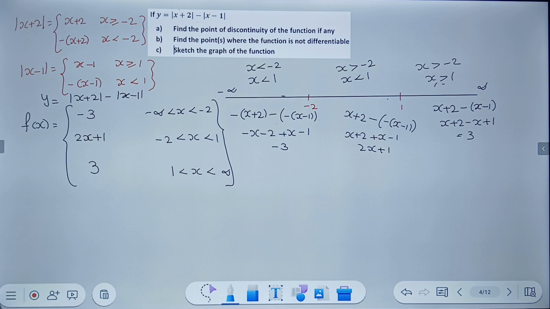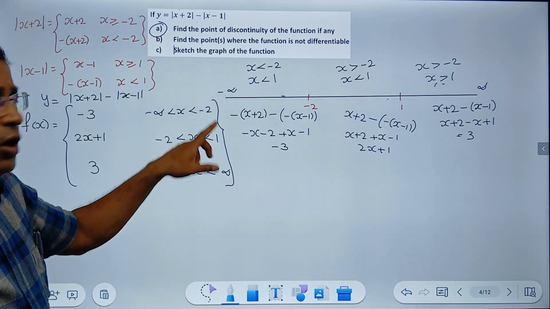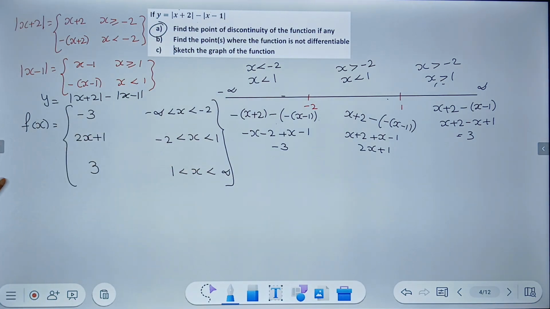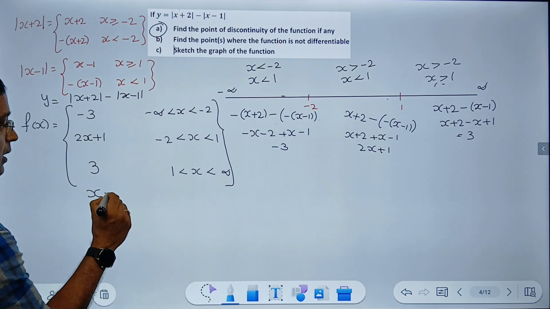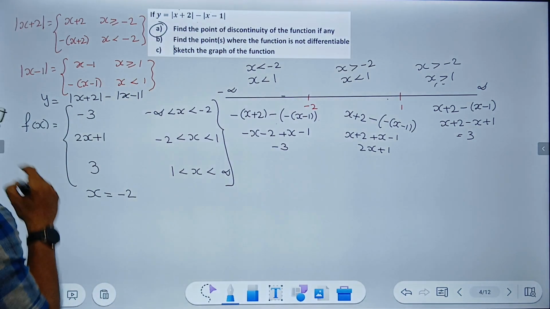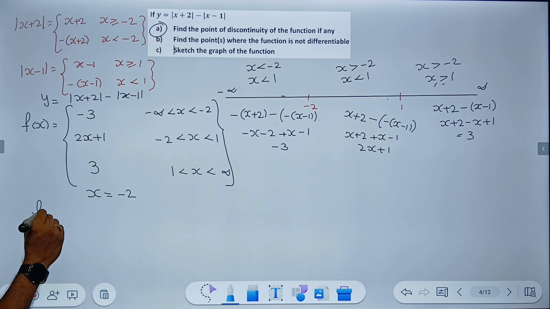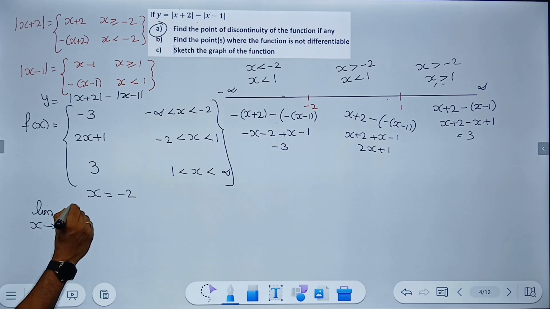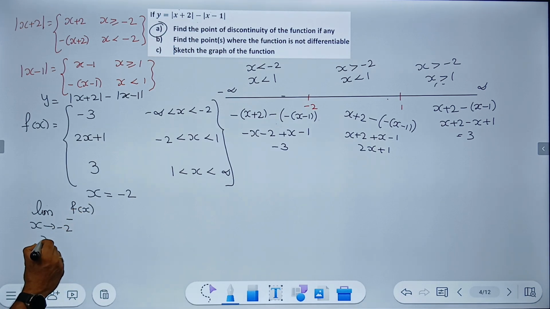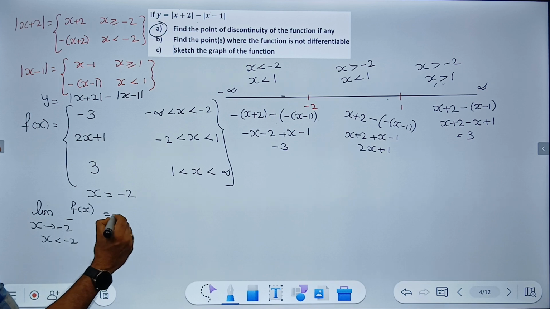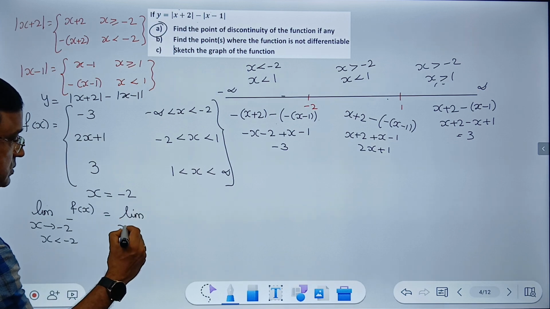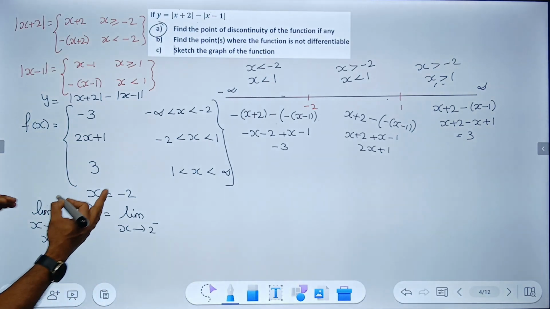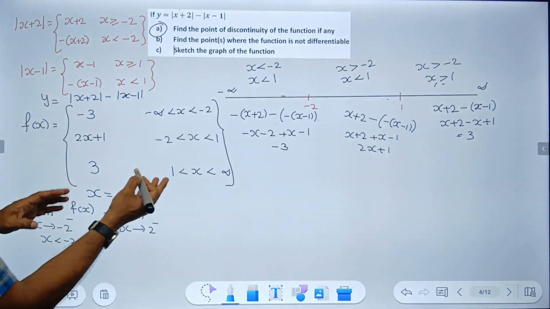Okay. Now I am going to do the first subdivision. I want to find point of discontinuity. So point of discontinuity means it can be discontinuous at minus 2, or it can be discontinuous at 1. So let's talk about minus 2. Left hand limit. So what is left hand limit? Limit x approaches to minus 2 minus. When I say minus 2 minus, it's less than minus 2, right? So if it is less than minus 2, what happens? And here there's another problem. I have not done it correctly. I have to make some correction.